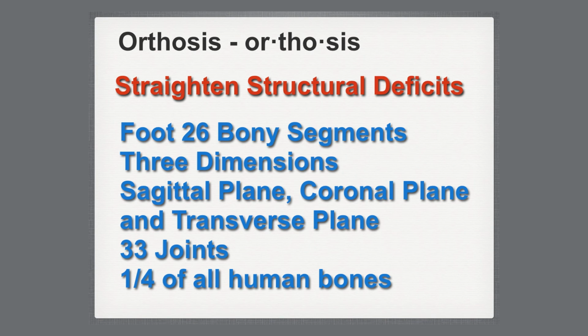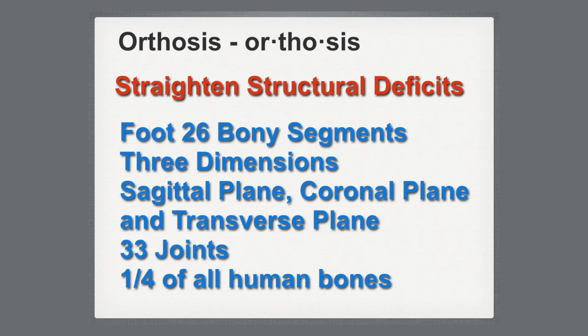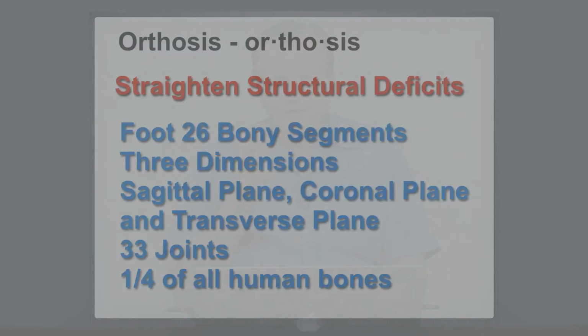So in the foot, we have 26 bones, and those 26 bones will deviate in all three dimensions. So every joint within that foot allows each bone to move and articulate in three dimensions. They're not single plane joints. They actually move in three dimensions, the three dimensions we talked about before: sagittal, coronal, and transverse planes. The foot, with 33 joints that move in three dimensions, moves in an infinite amount of patterns. So they're not pure planes. They are actually deviating in a whole realm of different dimensions or planes as they move.